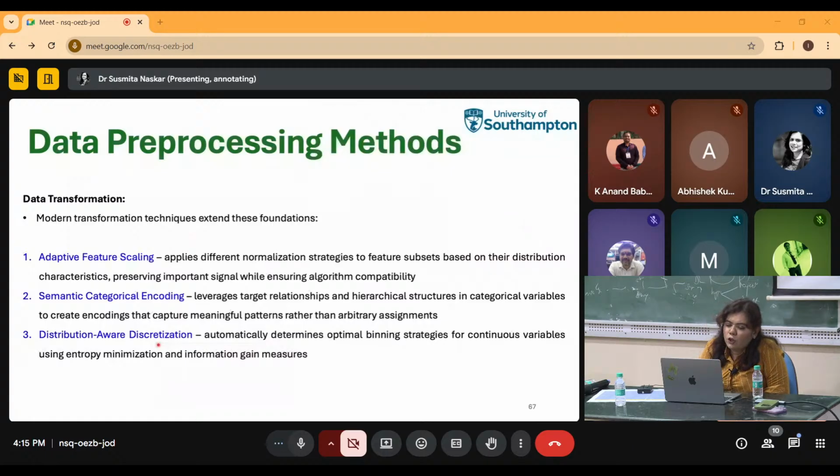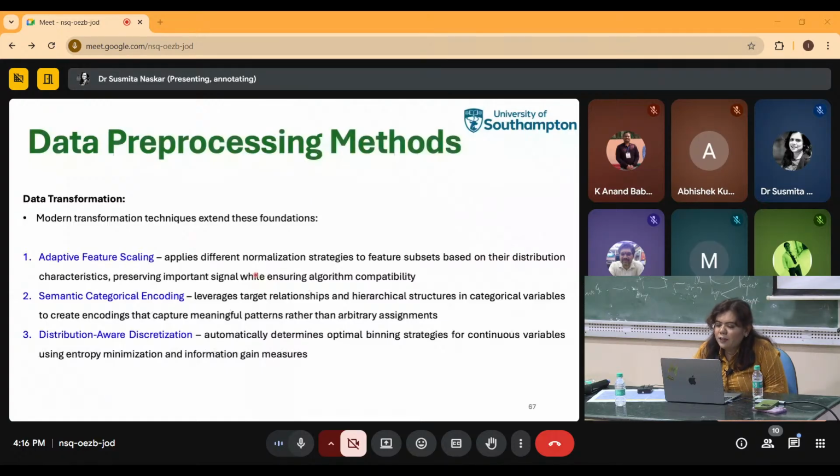So basically, all of these are modern data transformations. They are not the previous methods. They are very modern transformation techniques. They go beyond one-size-fits-all pre-processing, okay? They adapt to the data's underlying structure, preserve the meaningful patterns, and improve model performance downstream.